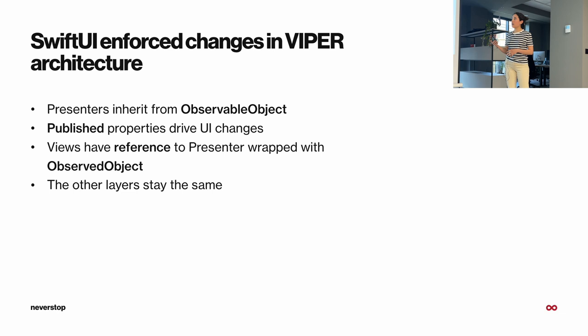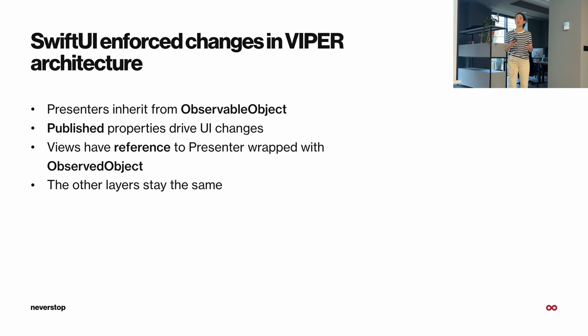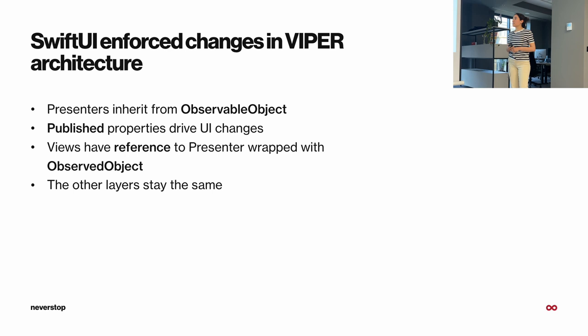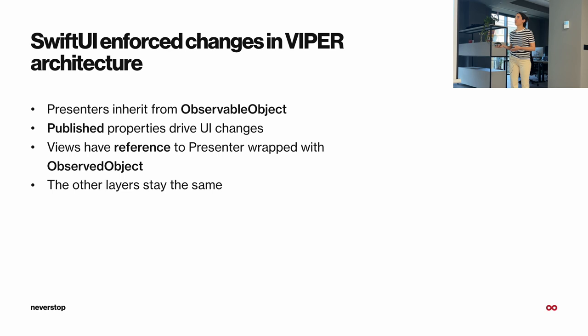It's also worth noting that observable object and published go in pair. You have to use them together. The published properties won't work without observable object, and vice versa. The observable object protocol doesn't really make much sense without the published properties. Since the presenter inherits from observable object, the reference that the view has of it is wrapped with observed object. The rest of the layers remain the same and are used as before.